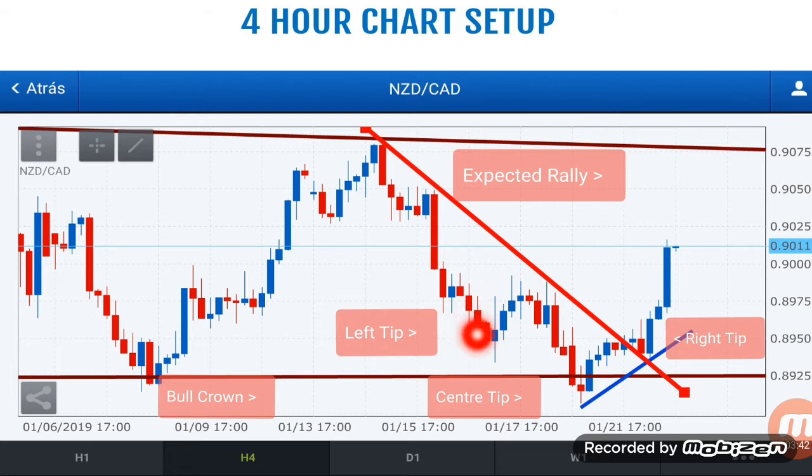So the market provided us with this left tip, which was the last setup as part of this previous downtrend. It then provided us with this center tip as the market U-turned and broke this downtrend line, and then provided us with this right tip, which represented the first formation as part of the new trend direction. In this case, an uptrend that was going to provide us with gains in favor of the New Zealand dollar.